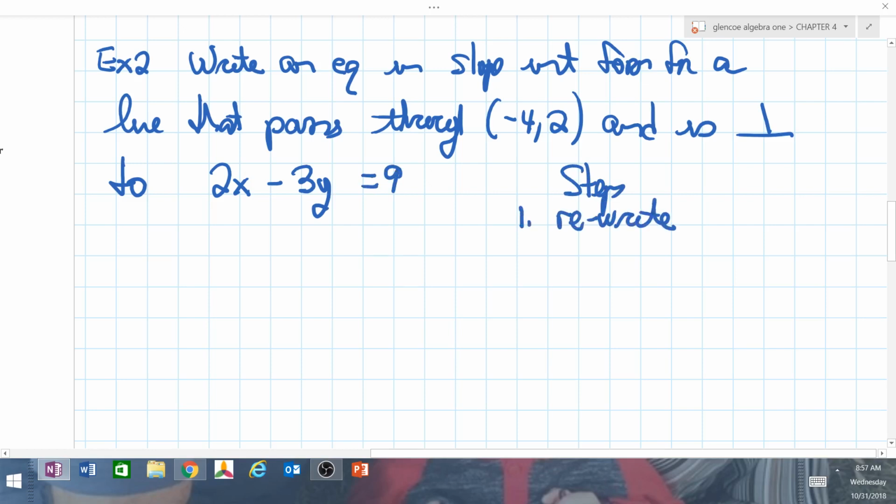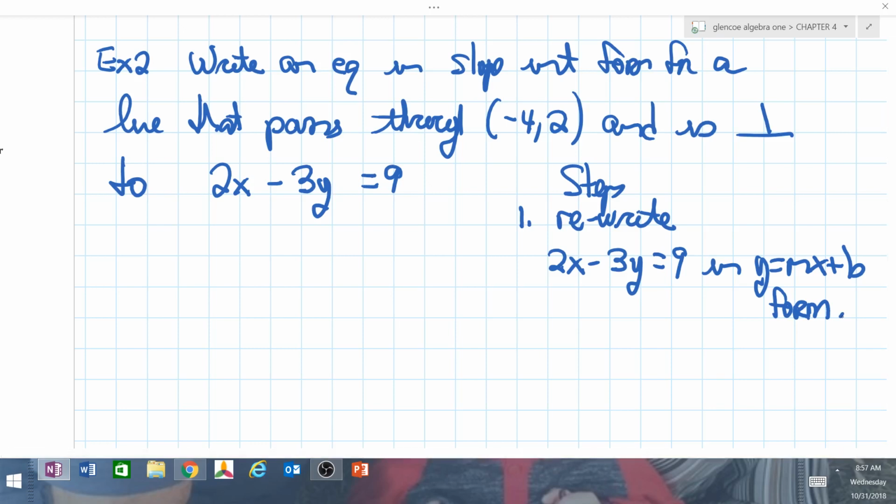Rewrite 2x minus 3y equals 9 in y equals mx plus b form. Why do you think I'm doing that? So I can find what's the most important thing. Yes, Penny, I can find the slope. Okay, so I want it in y equals mx plus b form.